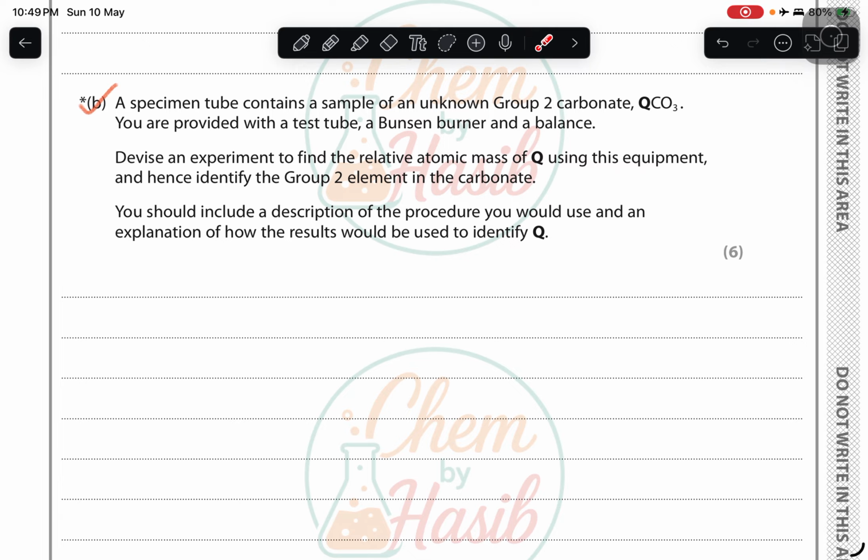When the mass becomes constant, or you can write we heat it until a constant mass is obtained, or you can simply write heat to constant mass. It all means the same thing. You keep on heating it until the mass becomes constant.